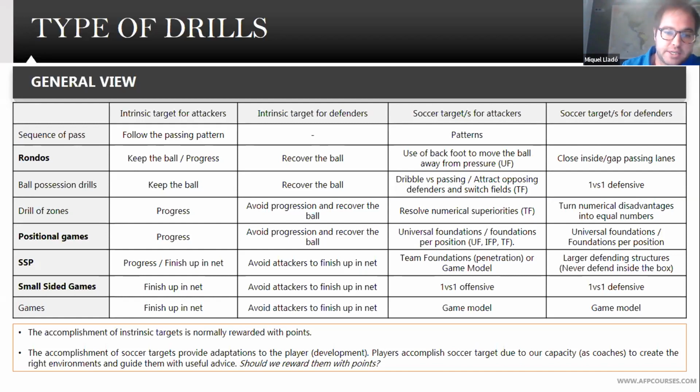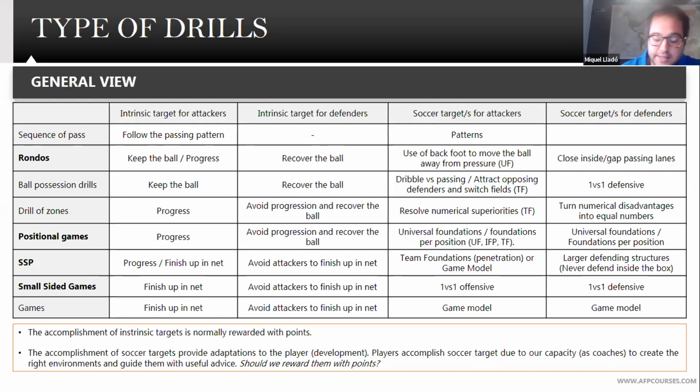In SSPs, larger training structures where we have different lines of players, maybe it's a time to focus on team foundations. This doesn't mean that we will not find universal concepts nor individual foundations per position, but probably team foundations or even specific movements or ideas in our game model will have a better implementation if we use SSPs.